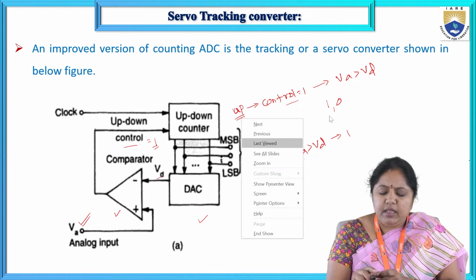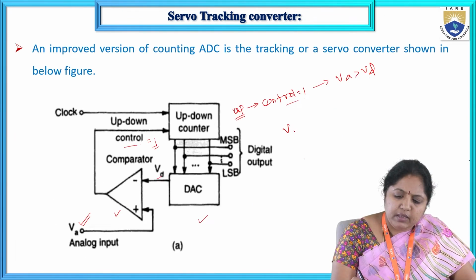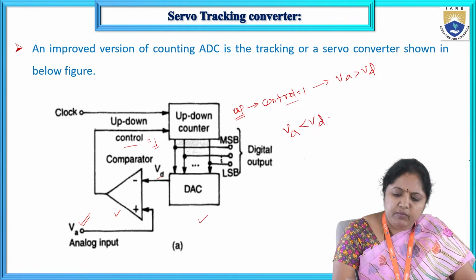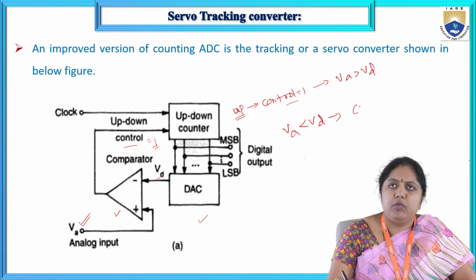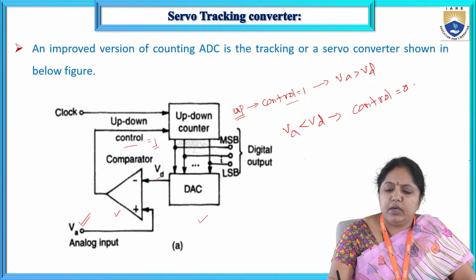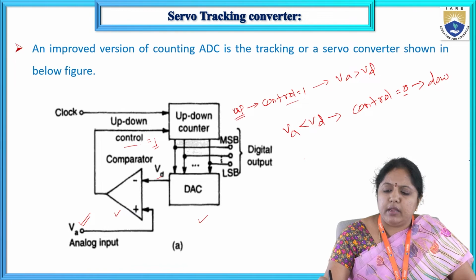Similarly, when VA is less than VD, what will happen? The comparator output equals 0. The comparator output is nothing but the control pin, so the control value equals 0. This control 0 goes as the input for the up-down counter. When the up-down counter gets the control input value equal to 0, it will do the down counting.